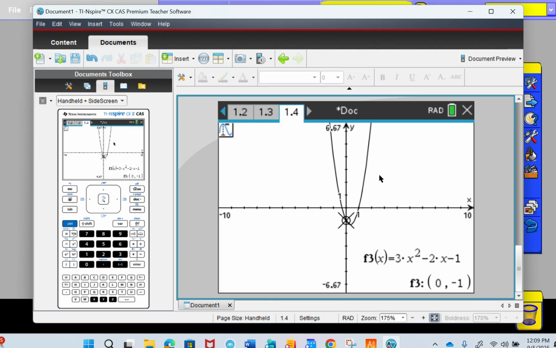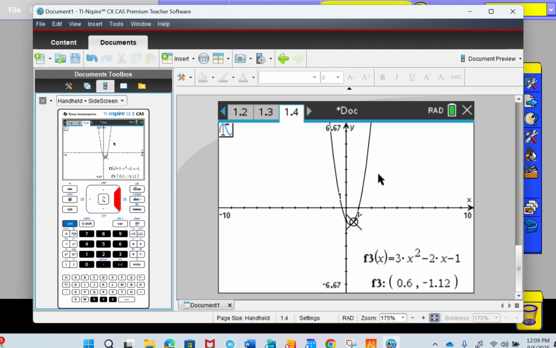Okay, let's freeze it. So here's my work. I've got my graph plotted. I've already got my trace set up, so I'm going to go over until the little yellow box pops up, tells me it's a minimum. It's at 0.3 repeating, negative 1.3 repeating.